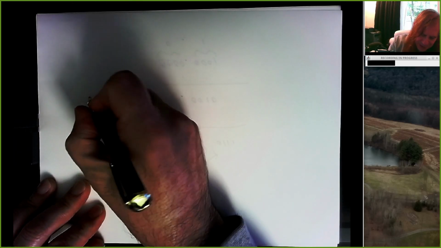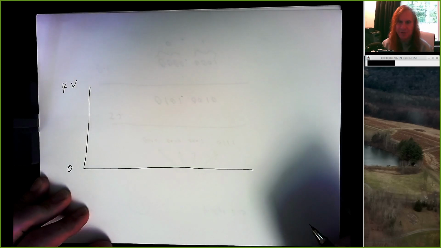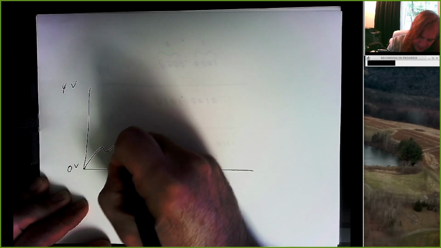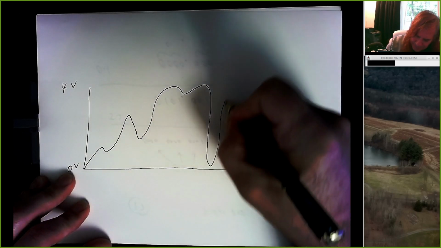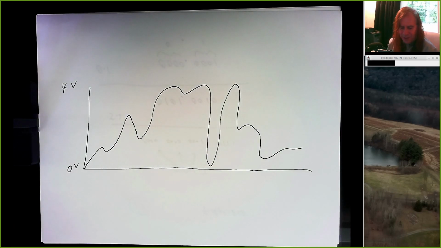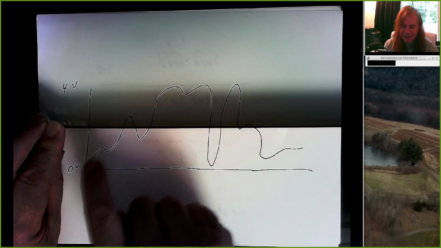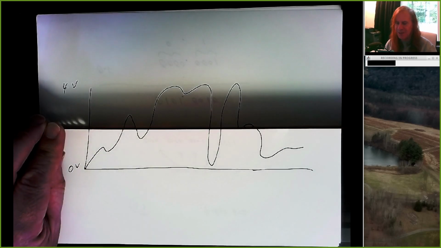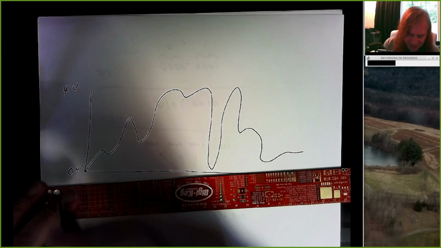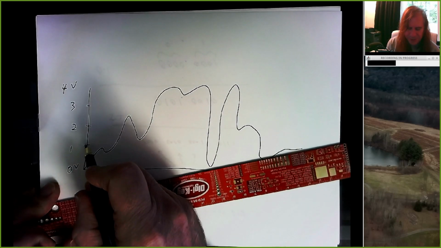So let me simplify this a little. Let's think about a signal that ranges between 0 volts and 4 volts. And I don't know what it looks like. Something like this. And if we're going to represent this with a 1-bit signal, what we're going to do is draw a line right here in the middle. Anything above the line we're going to represent with a 1. Anything below the line we're going to represent with a 0. But we can do better than that. We could say, hey, let's break our input range into 4 buckets. 0 to 1, 1 to 2, 2 to 3, and 3 to 4.